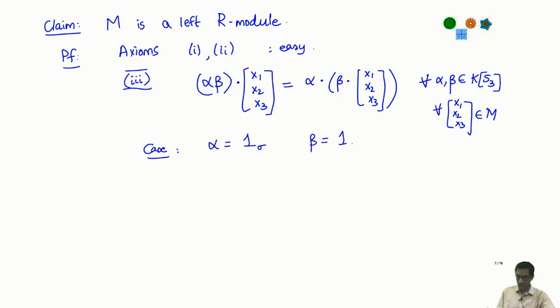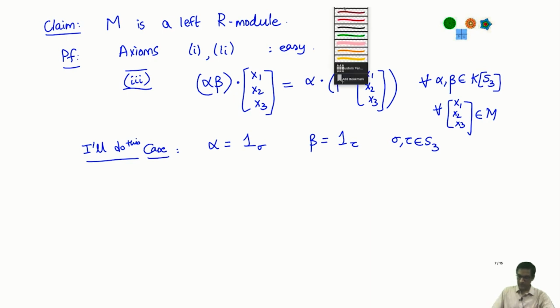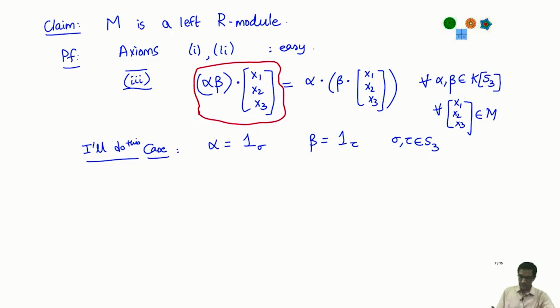Beta is of the form 1 sub tau, where sigma and tau are some particular elements of S3. So let me check. I will just do this case, and leave the full summation to you. So let's compute the left hand side. What is the left hand side here? It's this guy.